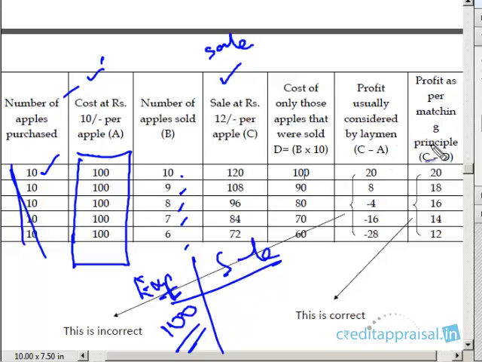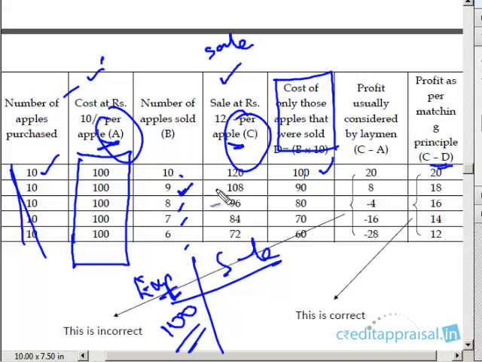But as per the matching concept, you will be saying C minus D. He will say C minus A, but you will say C minus D. C is common, that sale is common, right? But he will be deducting A, that is the 100 rupees. But you will be saying that is not correct. Please deduct D. What is D? The cost of only those apples that were sold. Here only 10 apples were sold, so you can take 100 as the cost. But here, since only 9 apples were sold, please take only the cost of 9 apples, 90, not 100 as considered by the layman. Here you take only the cost of 8 apples, 80, and then you arrive at the profit. So now you'll get the correct profit.